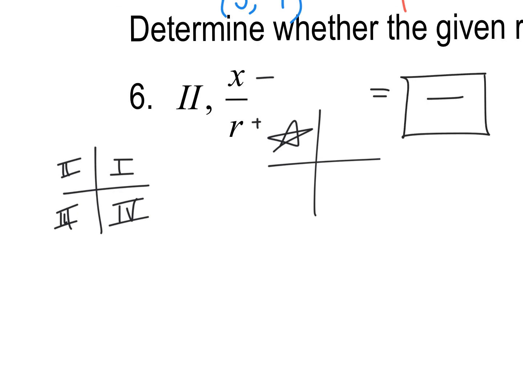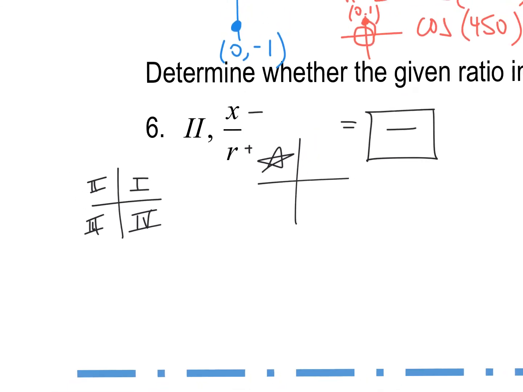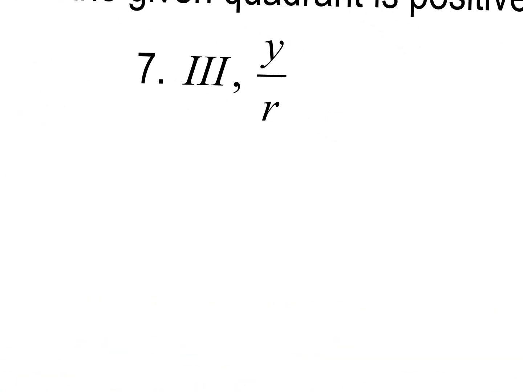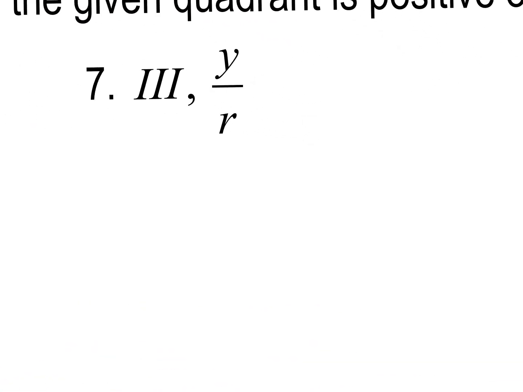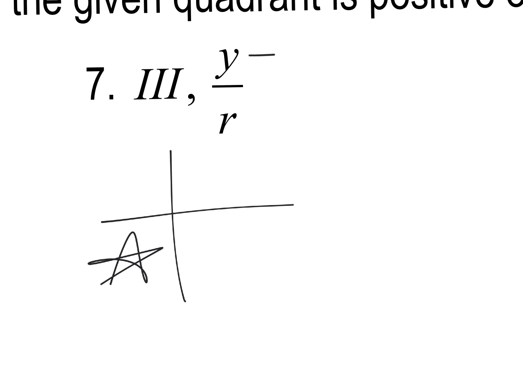Okay, so that's all these questions are asking you. In quadrant 2, is x over r positive or negative? It's negative. Okay, what about number 7? I'm going to draw this really quick. Quadrant 3 is here. Okay, in quadrant 3, the y values are negative and the r value, the radius, is always positive. So again, in quadrant 3, y divided by r is negative.